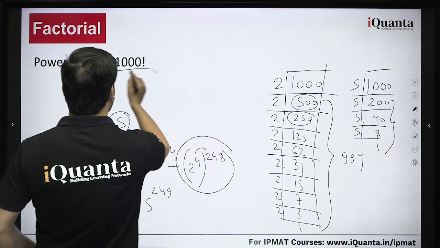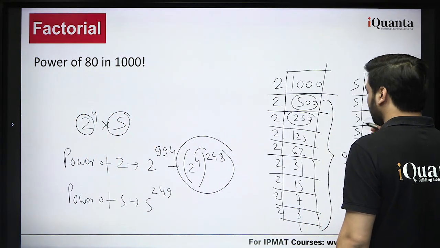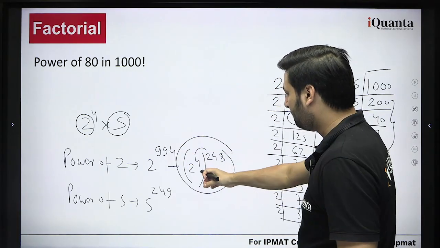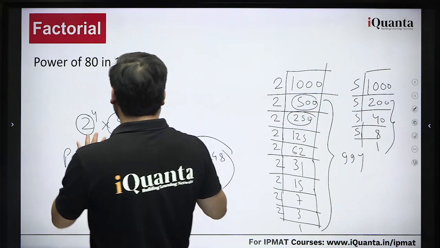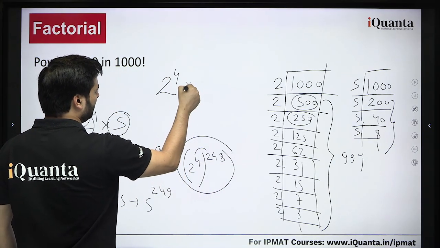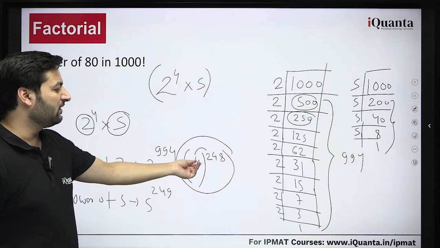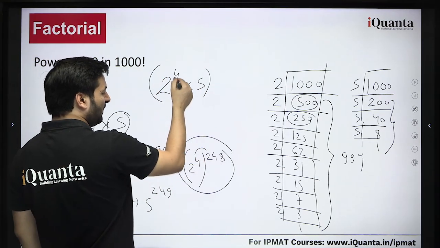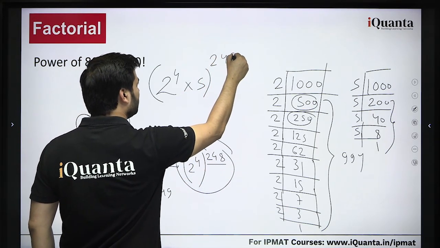You just calculated the power of 2 and the power of 5 in 1000 factorial. You have got the power of 2 as this and the power of 5 as this. You need an 80, and 80 is formed when you have 2 to the power 4 into 5. Yes or no? So, write it like this. What is the maximum power that you can give to 2 to the power 4? To 2 to the power 4, you can give a maximum power of 248. So, write down 248 over here.